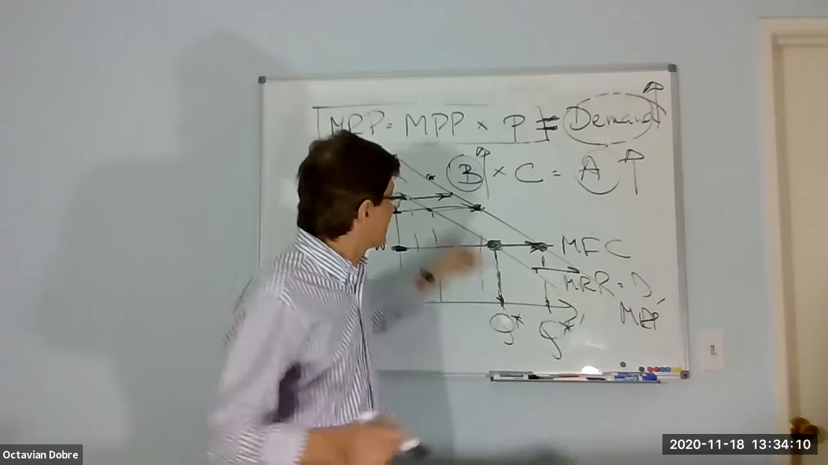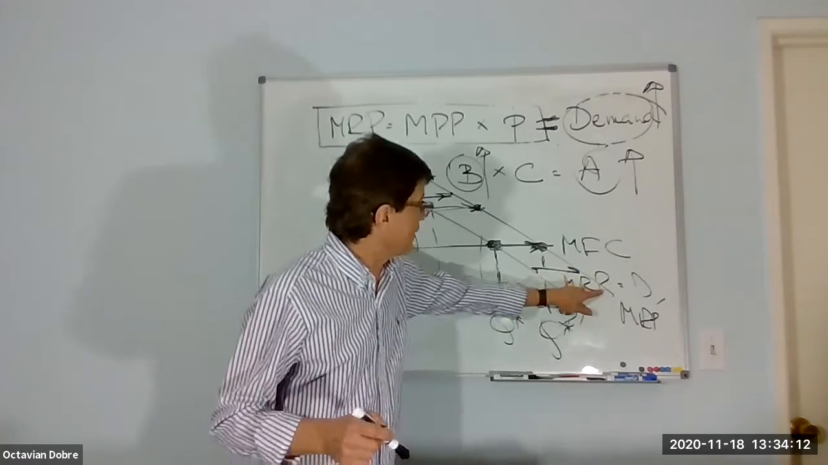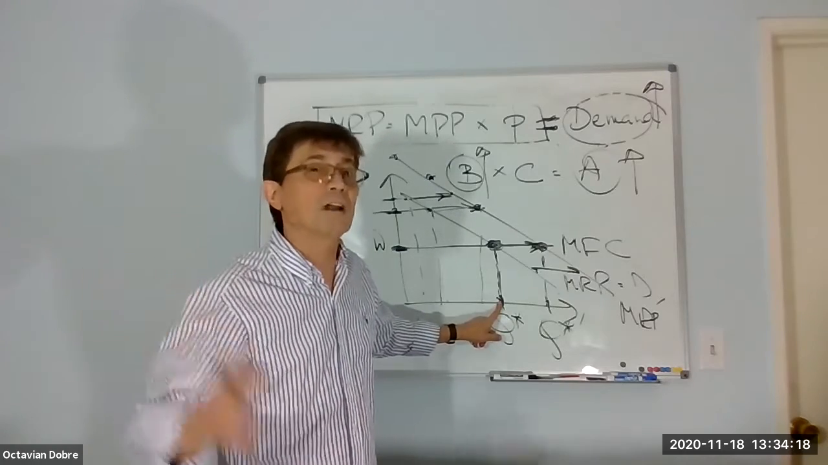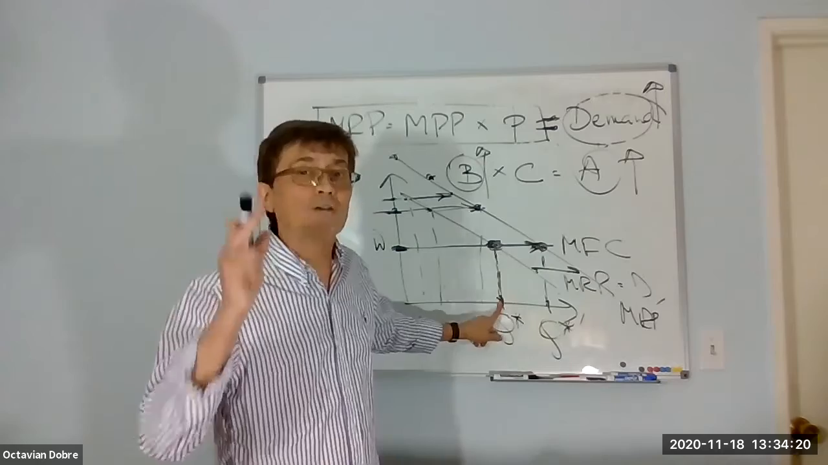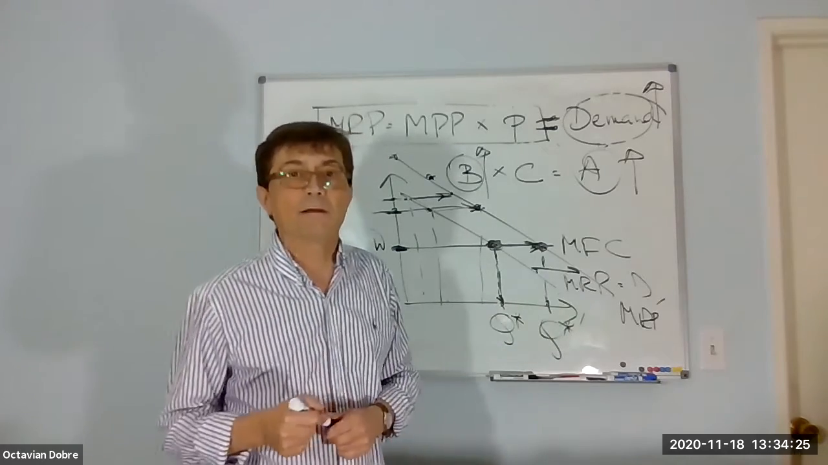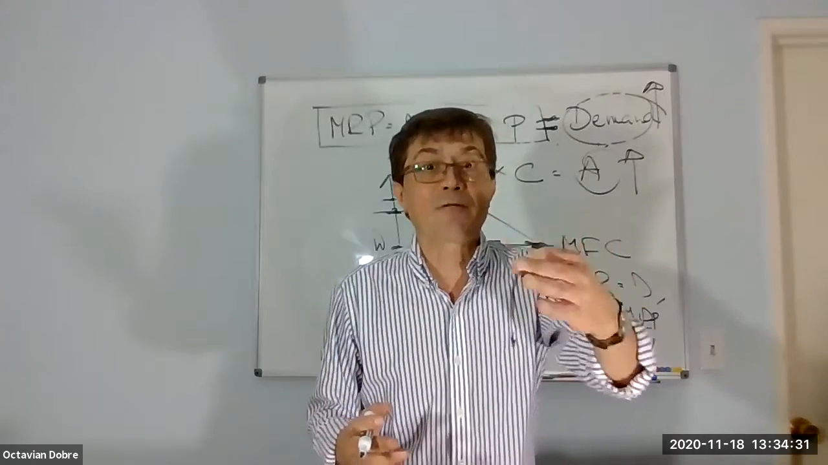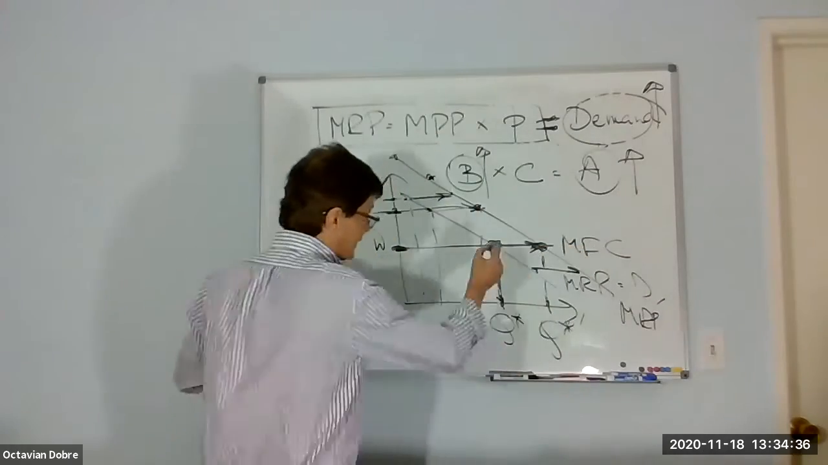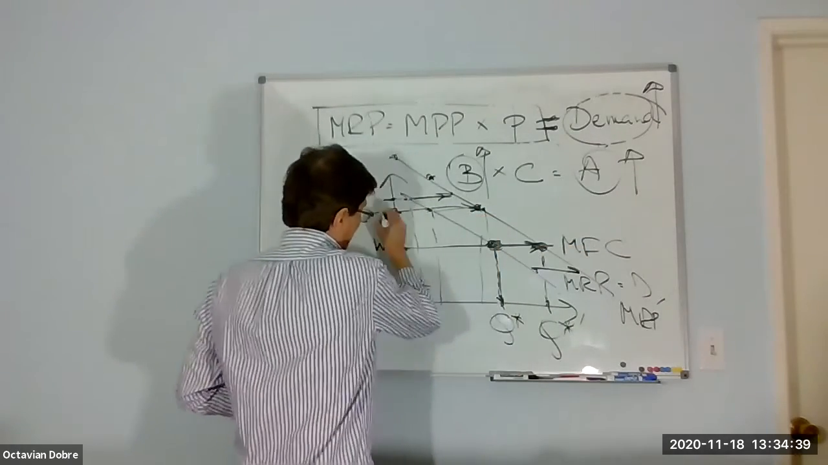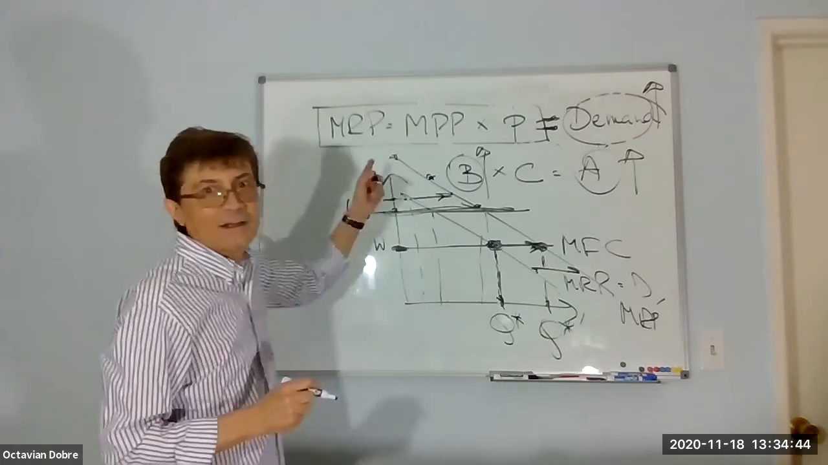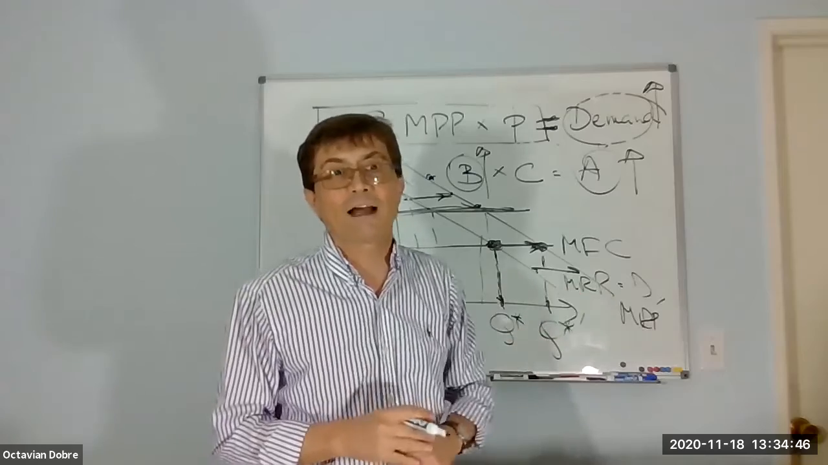But if this is the new marginal revenue product, and if the firm would maintain the same number of workers, Q star, how much should the firm be willing to pay as the maximum wage? What would the maximum wage be? The maximum wage would be where the new marginal revenue product would be equal to the new marginal factor cost. In other words, that would be the new wage that those workers would like to see.